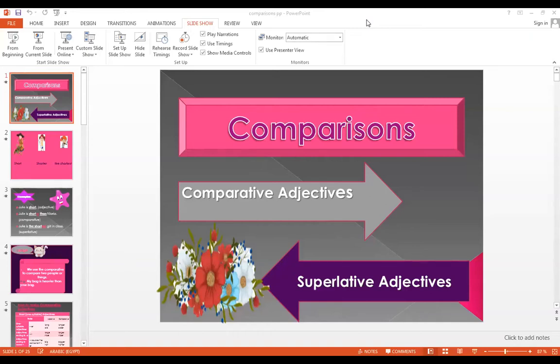Yes. Okay. We are going to start our lesson. As in yesterday's lesson, it was the comparison. Comparison means to compare between two things or more than one thing. I'm going to mute you all to understand the lesson.